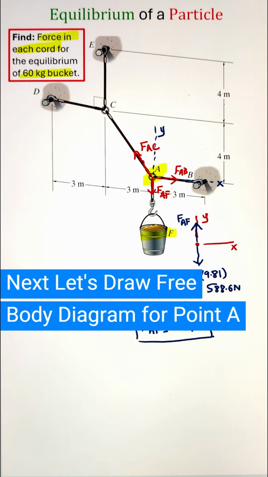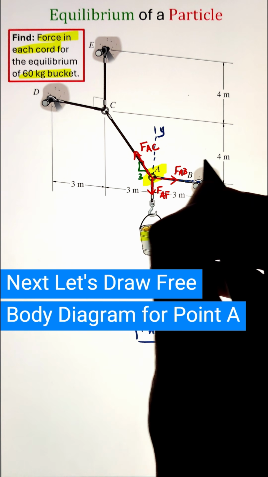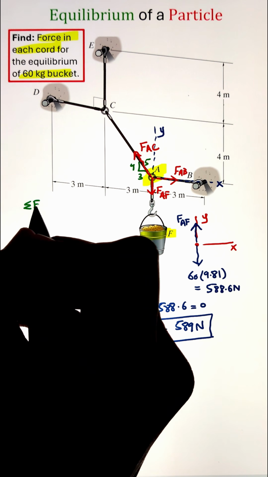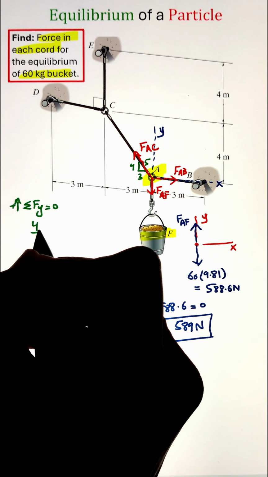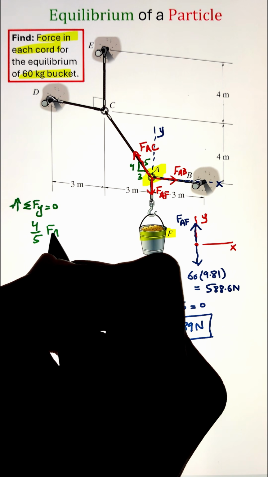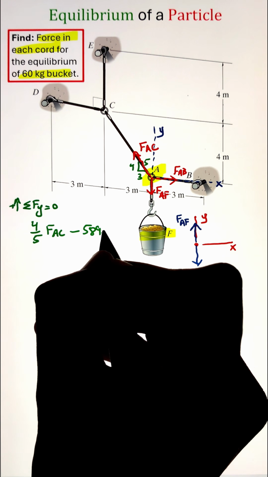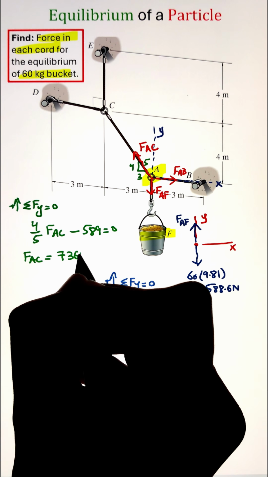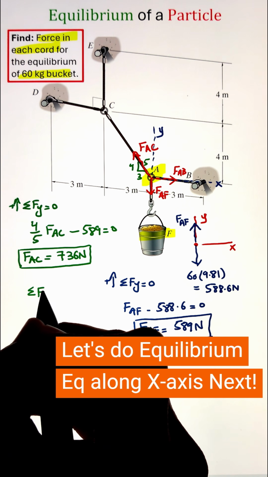The value of FAF is already known, whereas the value of FAC needs to be divided into its horizontal and vertical components. We can do that by utilizing the dimensions given to us, as the horizontal distance from point A to C is 3 meter and the vertical distance from point A to C is 4 meter. Utilizing the right angle triangle and the Pythagorean theorem, we can identify the length of this rope as 5 meter. Next, let's apply the equilibrium condition.